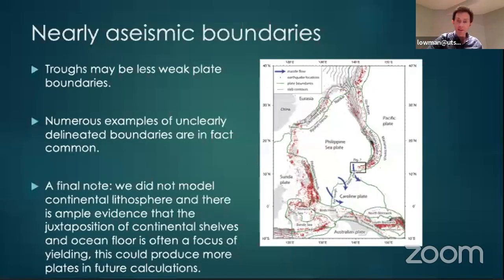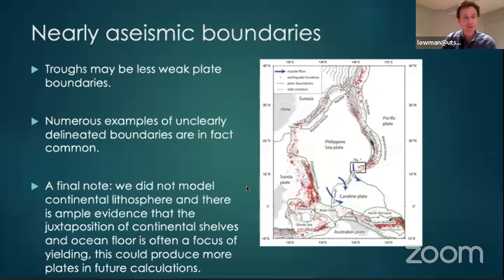And several other examples exist where plates appear to be largely circumscribed by focused boundaries, but are not entirely enclosed. For example, this map highlights this issue for the Philippine plate and its weakly delineated boundary with the Caroline plate.